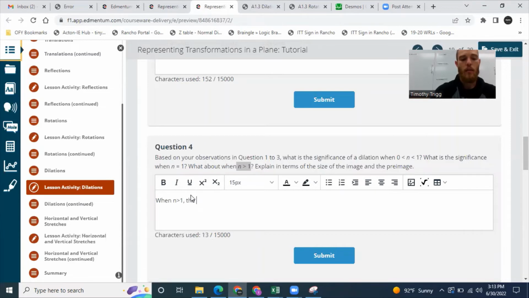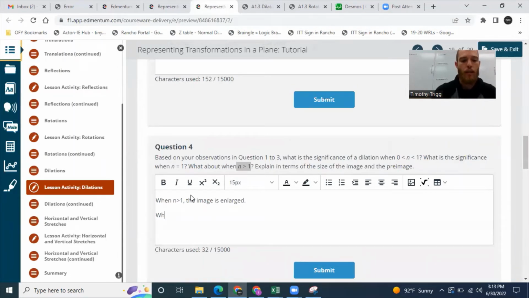The image is enlarged. We call it an enlargement. When the dilation makes it bigger, it's called an enlargement. Makes sense. Now, what do you suppose happens when n is less than 1?